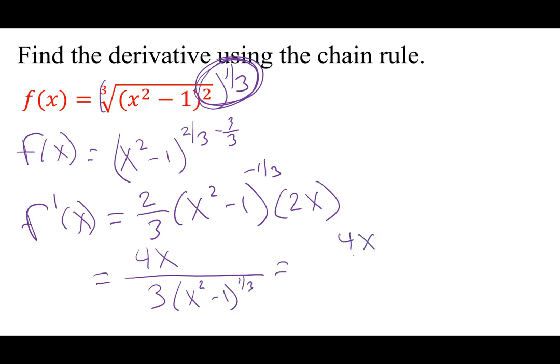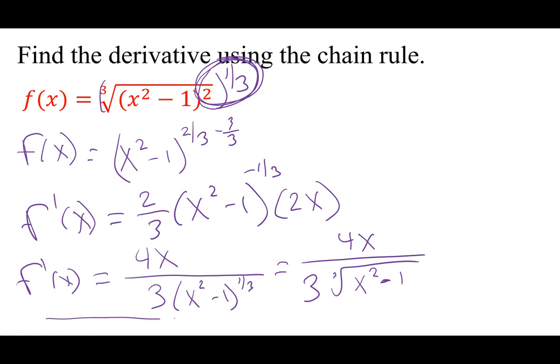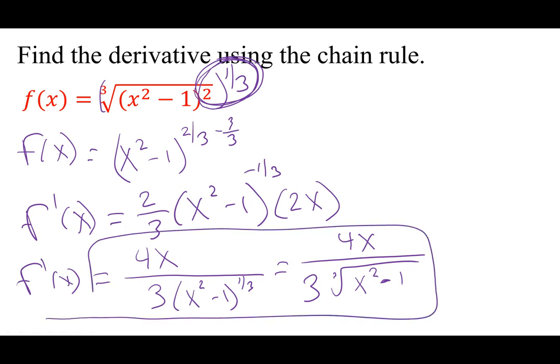That's a perfectly fine answer. You could also write it as 4x over 3 times the cube root of x squared minus 1. And guess what? Both of those are going to be perfectly acceptable answers. So that's your very first day of the chain rule.